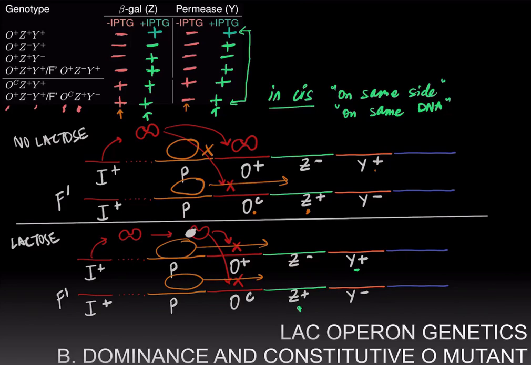And that's how Jacob and Monod in fact figured out that the operator must be the DNA sequence that is on the same molecule, same DNA molecule as the Lac Z gene and the Lac Y gene.